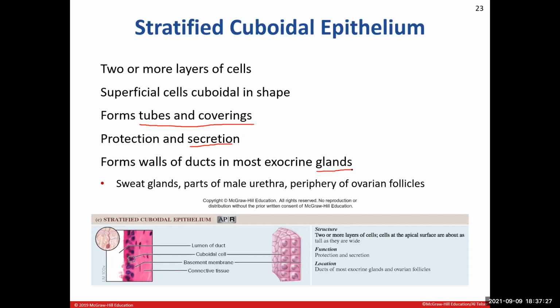These cells are going to help form the walls of the ducts of the exocrine glands, so your sweat glands. You'll see this also for support, and also on the outer edges of the ovaries around the ovarian follicles. An ovarian follicle is basically a structure that is going to hold an egg, an oocyte. Think of it like a house. Well, it's not that big, so like a studio apartment with one person living inside. The person is the oocyte, the apartment is the follicle.